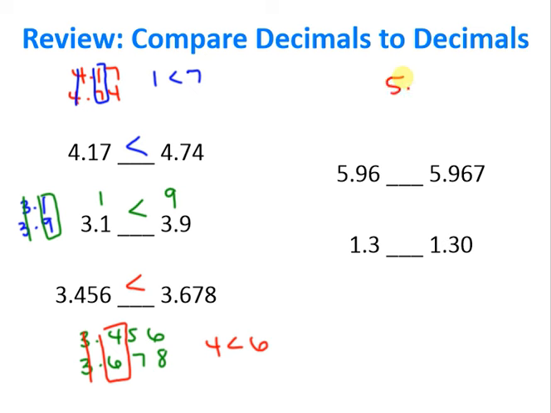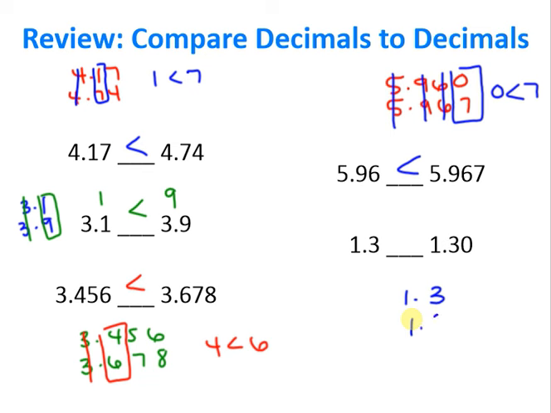Over here I have 5.96 and 5.967. Now because I have an extra digit here, I need to add a 0 as a placeholder. So the 5's are the same, the 9's are the same, the 6's are the same, and then the last digit, a 0 and a 7. So 0 is less than 7, so this is going to be less than. And then here I have 1.3 and 1.30, and I need to add another placeholder there, and those look identical, and so I have an equal sign there.